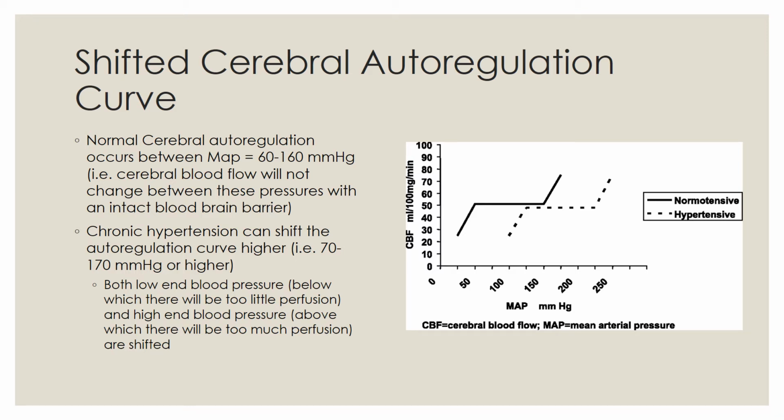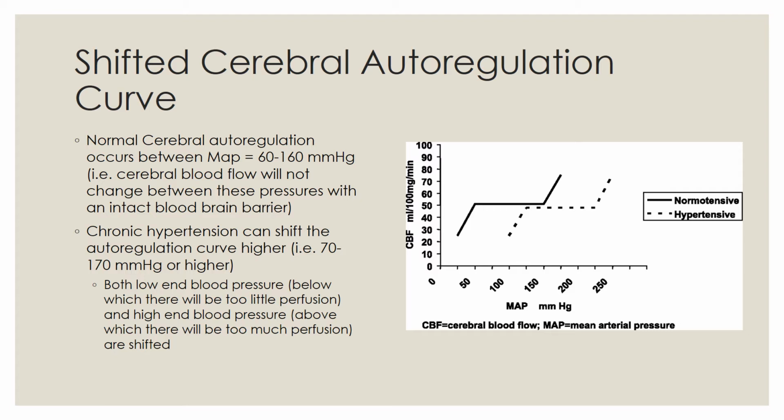Right, our next question is about how the cerebral autoregulation curve shifts in chronic hypertension. So as I'm sure most of you know, normal cerebral autoregulation is intact between MAPs of 60 to 160 millimeters of mercury. And essentially what that means is the flat portion of the graph here means that cerebral blood flow really doesn't change between pressures between 60 and 160. When it goes below 60, perfusion tends to fall off. When it goes above 160, perfusion tends to go higher than what the brain needs.